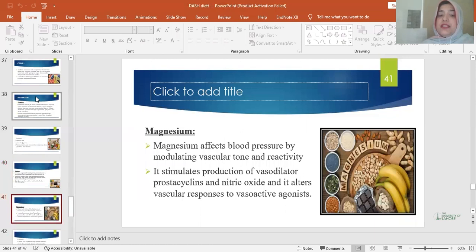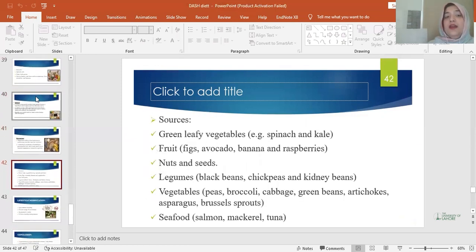Another nutrient that is very important for high blood pressure or hypertension is magnesium, and it aids by affecting the blood pressure by modulating vascular tone and reactivity. It stimulates the production of vasodilator prostacyclins and nitric oxide, and it alters vascular responses to vasoactive agonists.